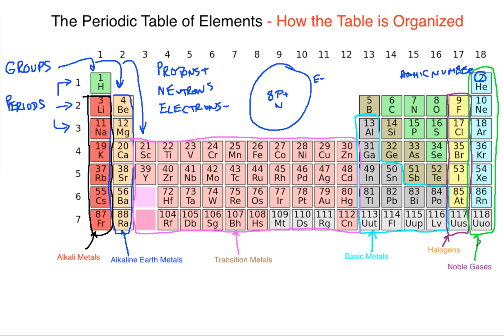Well, that is essentially an overview of the periodic table of elements and how the table is organized. I hope that has given you some introduction and it has been of use to you. Thank you.